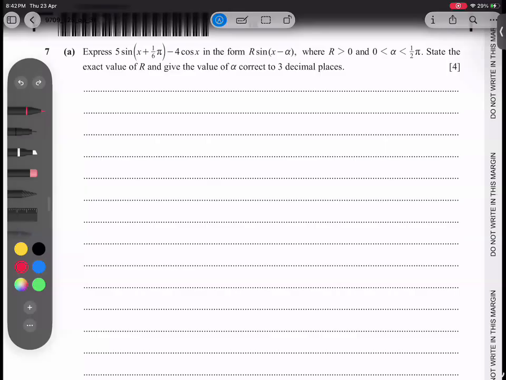Question number 7, students, and the topic is trigonometry. We have to express this in this form. But how to do it? First, we have to expand this. Apply the fundamental law of sine, which is very clear. If you remember, sine(A plus B) is available in the formula sheet, but I repeat again: sine A cos B plus cos A sine B. I'm going to implement this formula on this bracket.